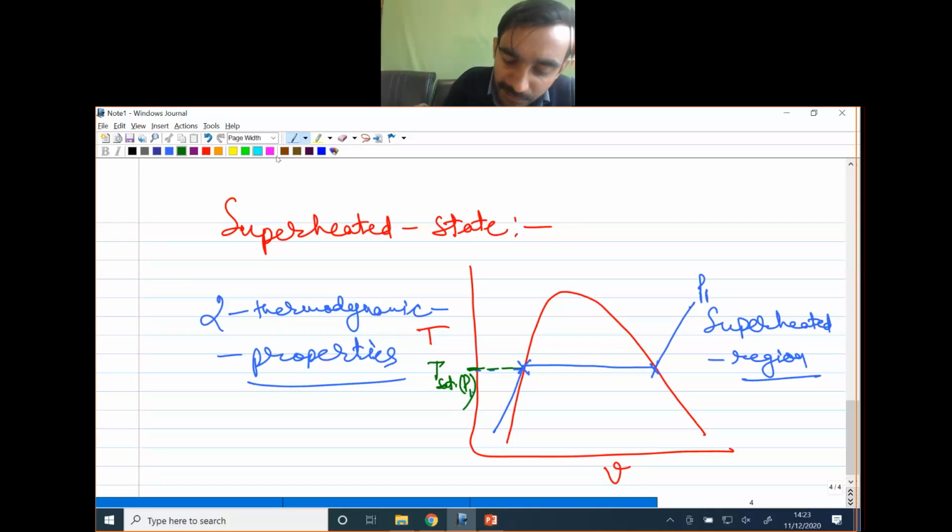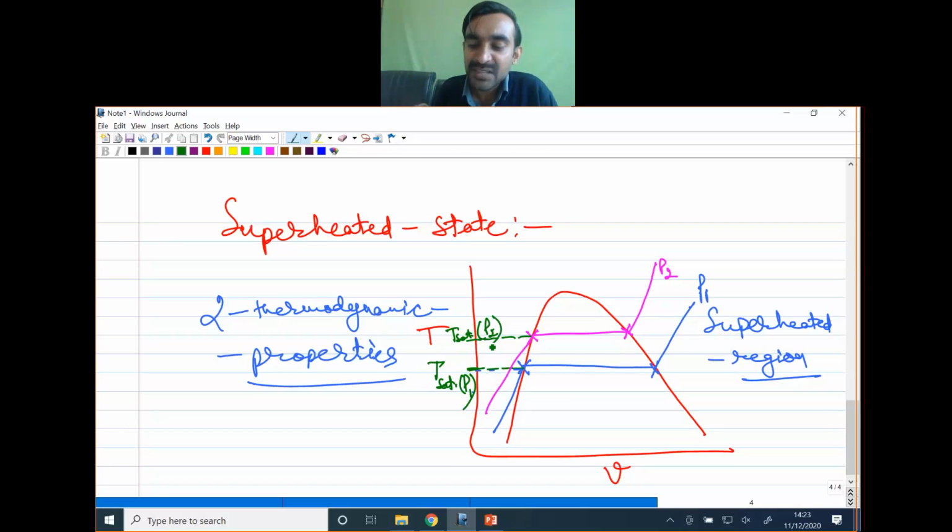Now if I take another pressure line, say P2, you can see that this P2 pressure line is crossing our saturation liquid and saturation vapor curve at some different value of temperature. So this new value of T sat that I am getting corresponds to pressure P2. So it means each pressure has a unique value of saturation temperature.